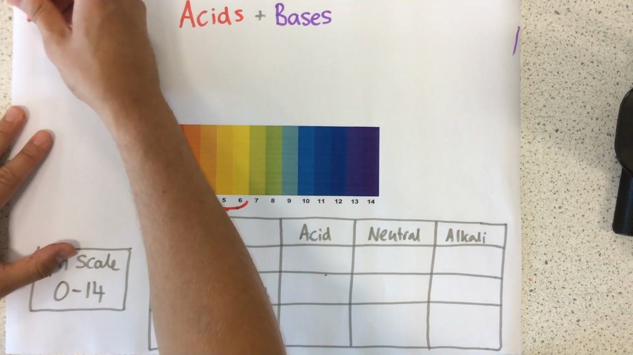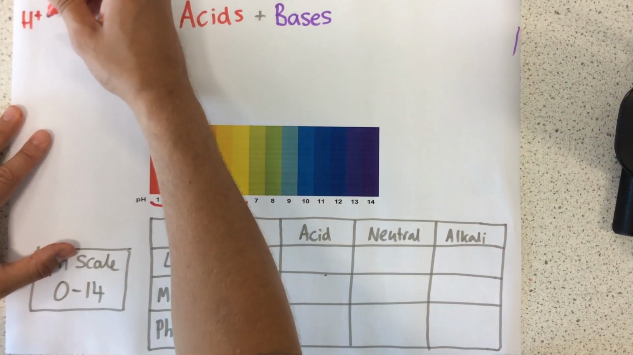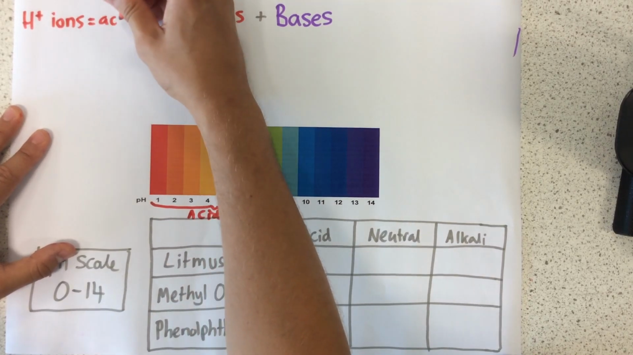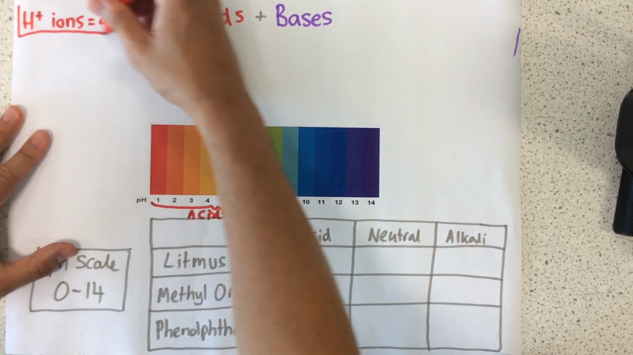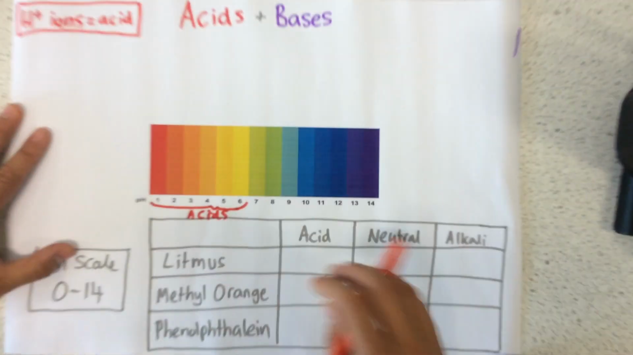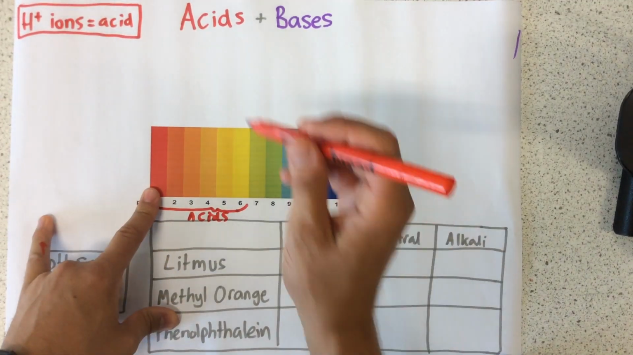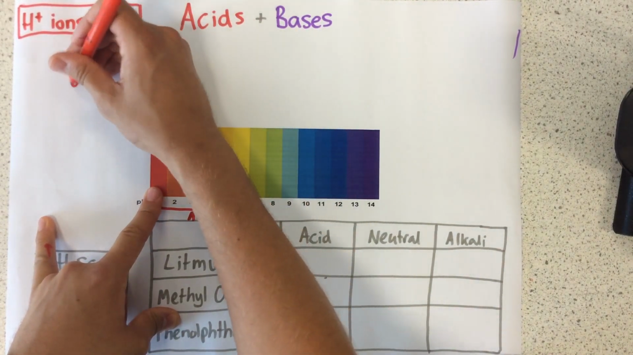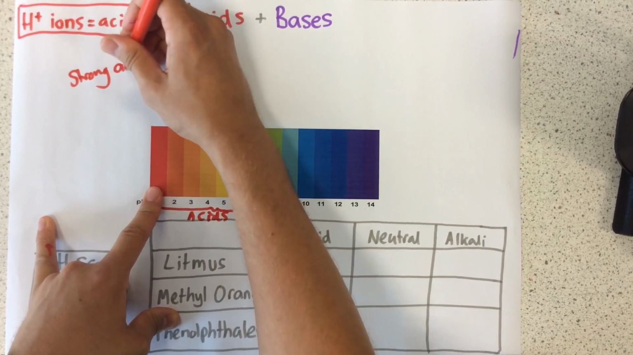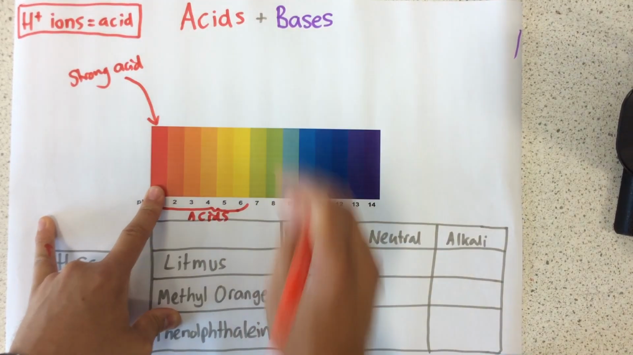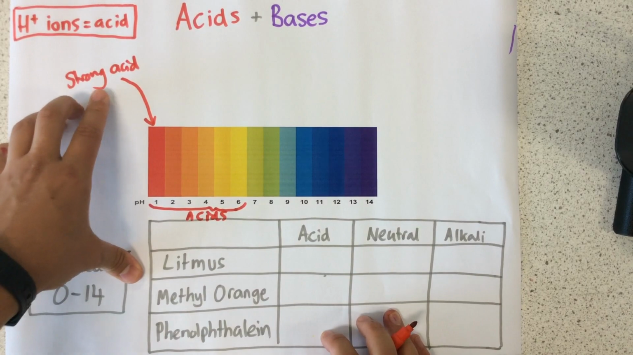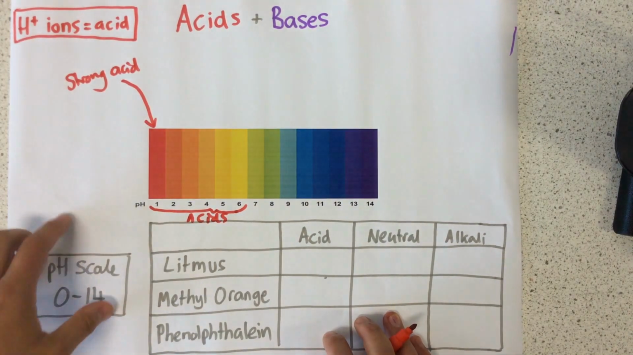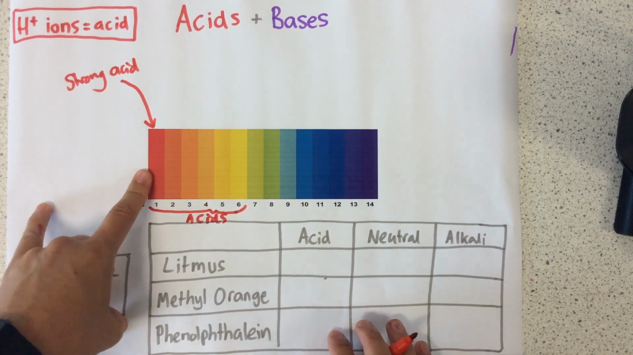Now what an acid actually is, it's a kind of show of the concentration of H plus ions, hydrogen ions. So a substance down here, let's say pH 1, will be a very strong acid, something like stomach acid or battery acid. So this means it has a very high concentration of hydrogen ions.